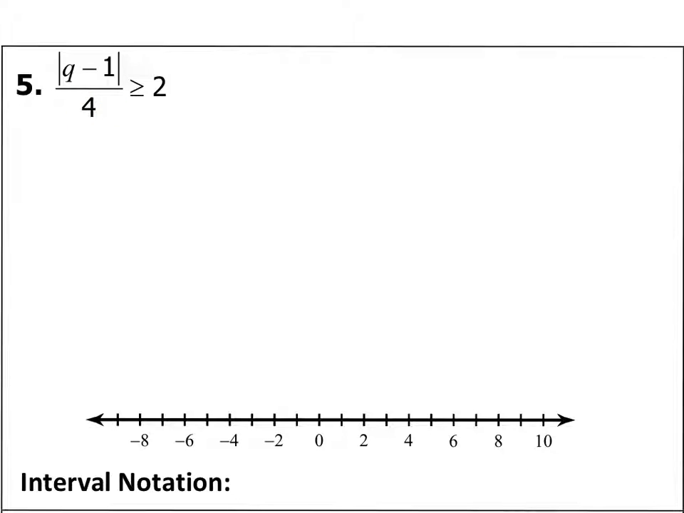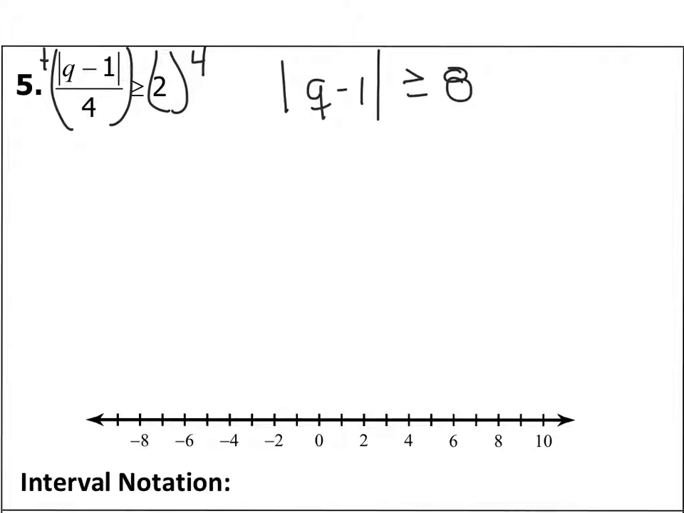So we need just the absolute value by itself. So before we can do anything, we have to isolate it. So let's isolate it by multiplying by 4 on both sides. And when we do that, we get the absolute value of q minus 1 is greater than or equal to 8. Now we can begin the process of writing our two individual equations based off of this inequality.